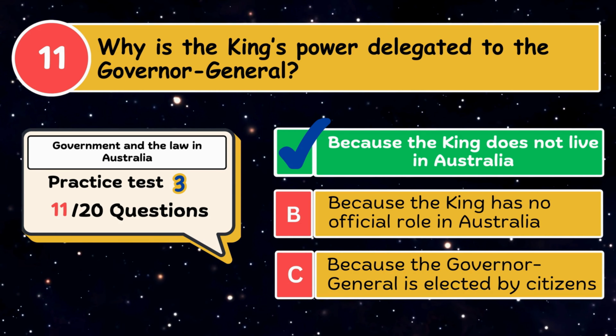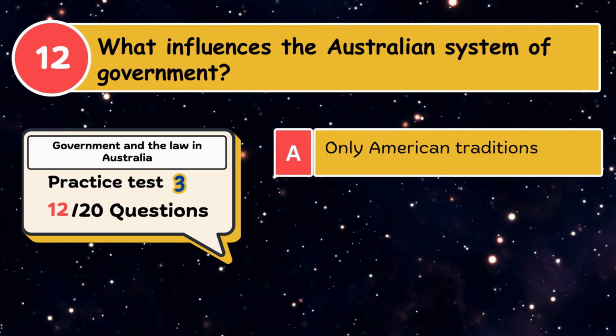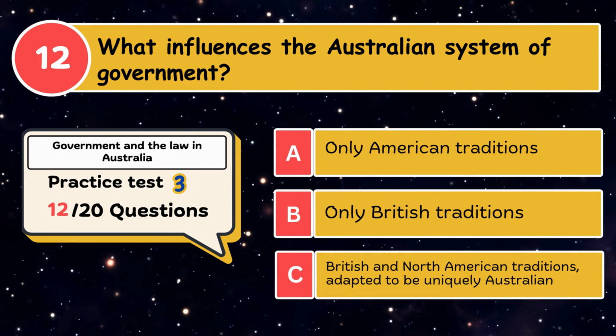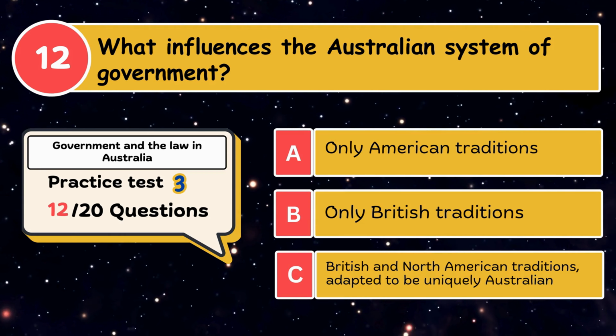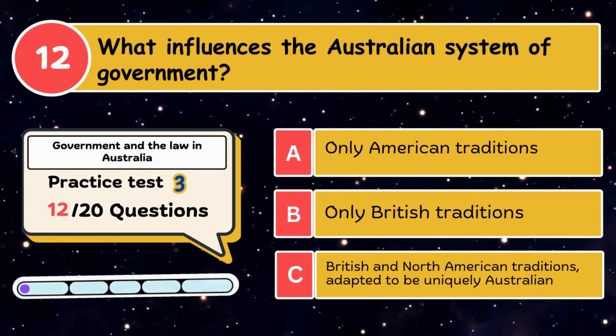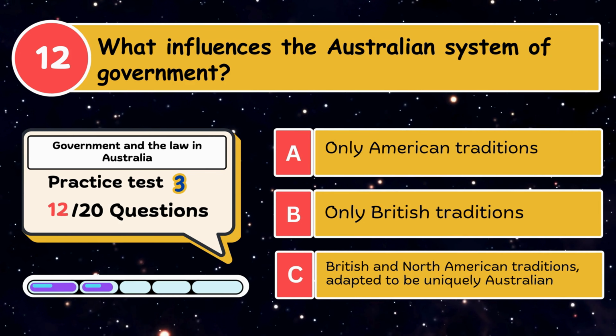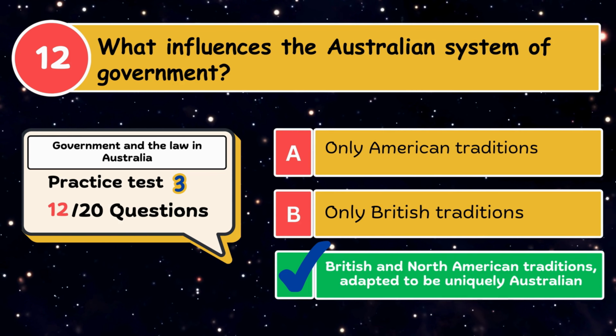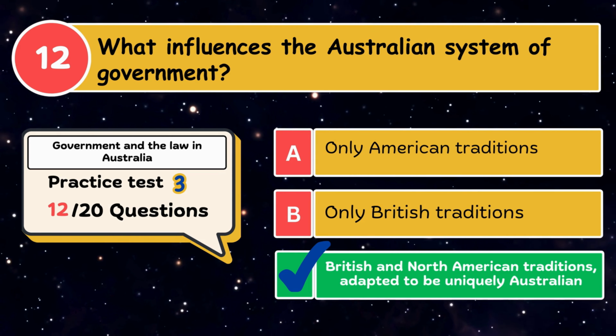What influences the Australian system of government? A. Only American traditions. B. Only British traditions. C. British and North American traditions adapted to be uniquely Australian. The correct answer is British and North American traditions adapted to be uniquely Australian.